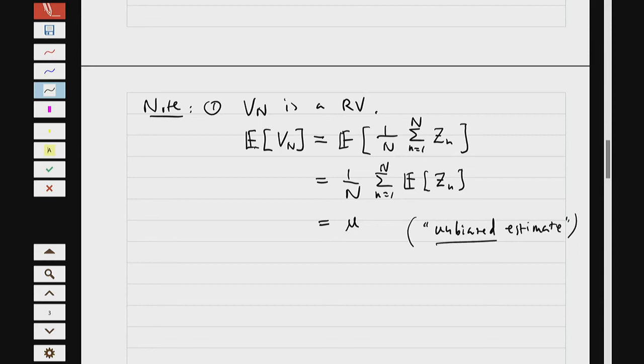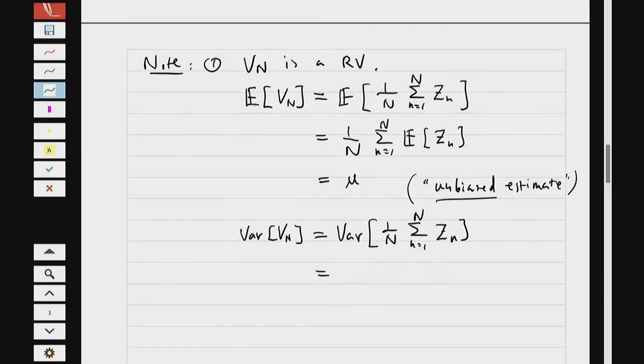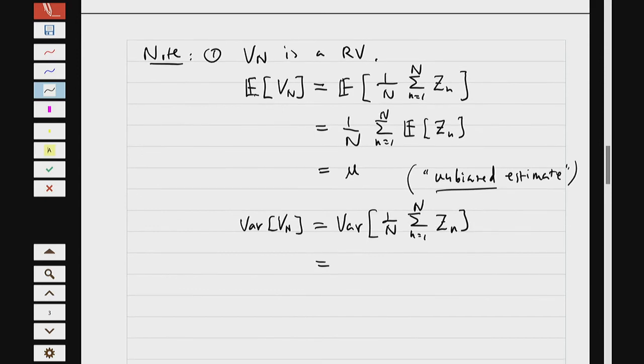Okay. Now, how about the variance? If you want to find the variance of Vn, of course it's the variance of this average. Can anyone tell me how we find this variance? What do we do to the constant factor? We take it out and square it. Don't forget, expectation is linear, so you just take 1 over n out. But variance is a quadratic thing, so you have to take the square of any constant. And then you have the variance of the sum.